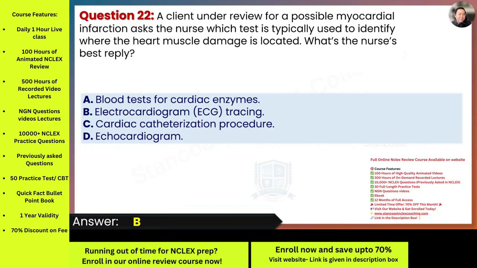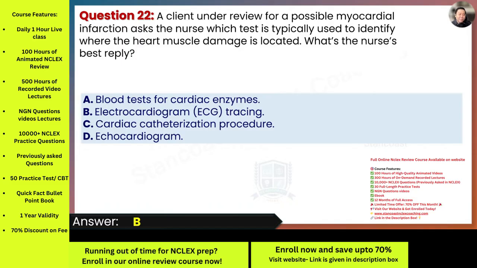Now, what about letter C, cardiac catheterization procedure? We know that this is excellent in identifying blockages in the coronary arteries, but it will not show the actual location of the myocardial damage. This is an invasive procedure and it requires scheduling, so it's not really the go-to first test for pinpointing the location of the infarct.